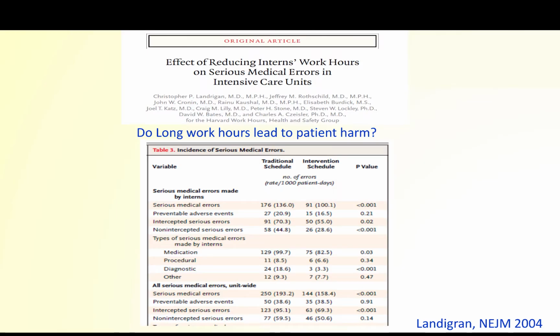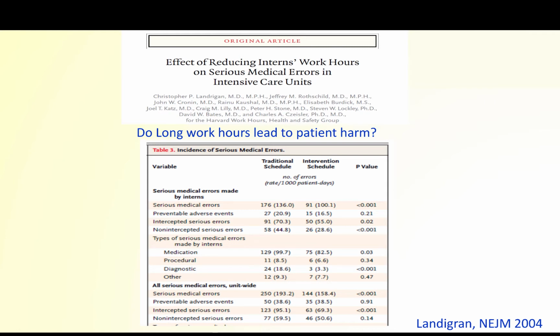Here's one more study just to mention that takes a very quantitative approach, but yet doesn't necessarily tell us the whole picture, and again speaks to one of the limitations of quantitative analysis in medical education. This is a separate New England Journal article published by Chris Landegren and colleagues that looked at the effects of reducing interns' work hours upon serious medical errors in the intensive care units. And the follow-up, of course, is it was a series of these studies that led to significant changes in resident total work hour limitations in the graduate medical education world.